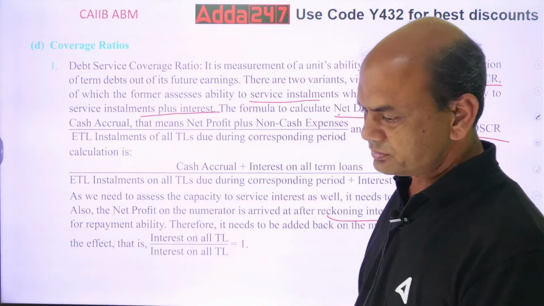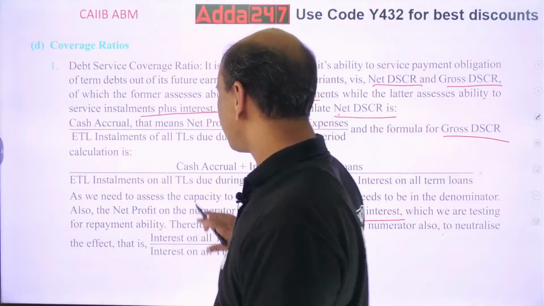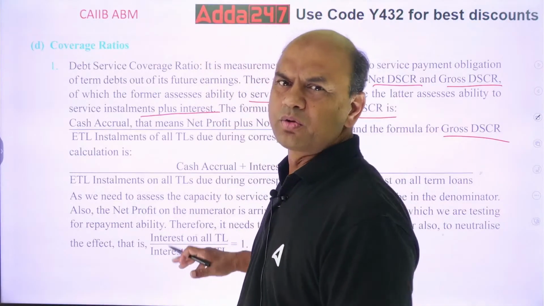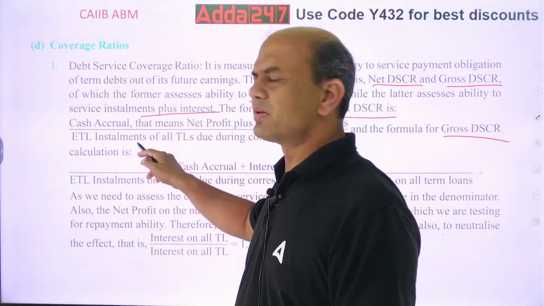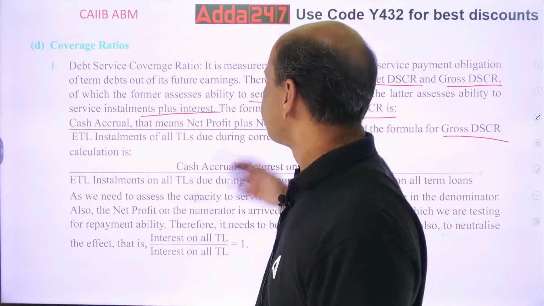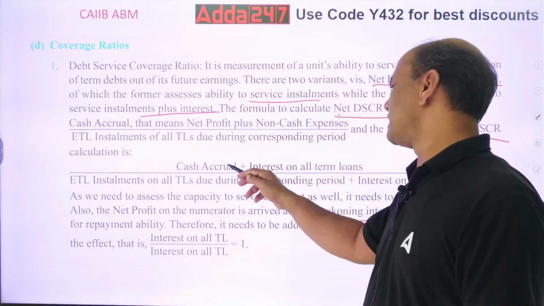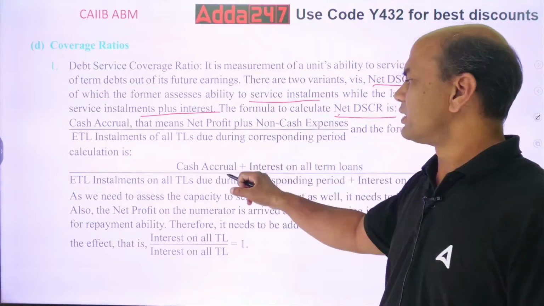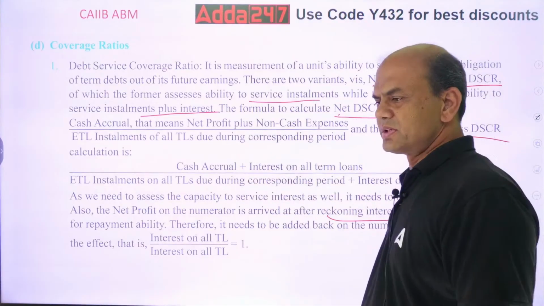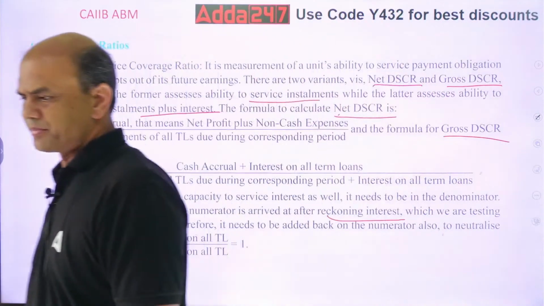Okay? Got it? See, you need not remember all the remaining part. You only remember the formula. Net DSCR formula: cash accrual upon EMI. Gross DSCR formula: cash accrual plus interest on long-term loans upon EMI plus interest on long-term loans. These two formulas you remember. Okay?